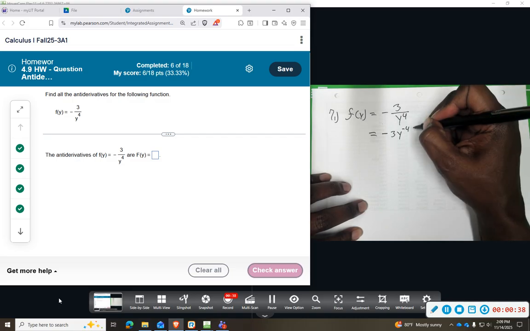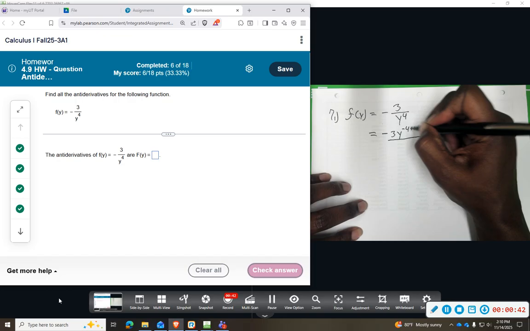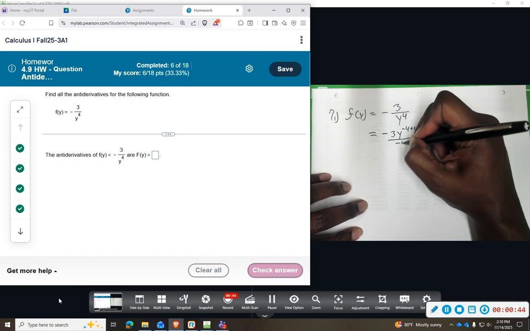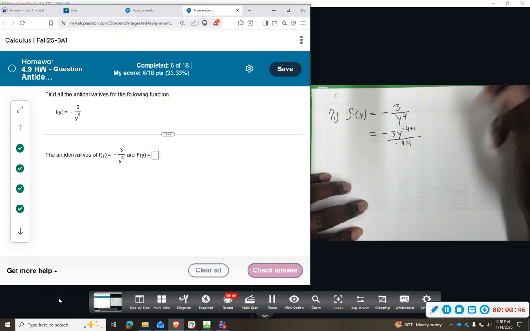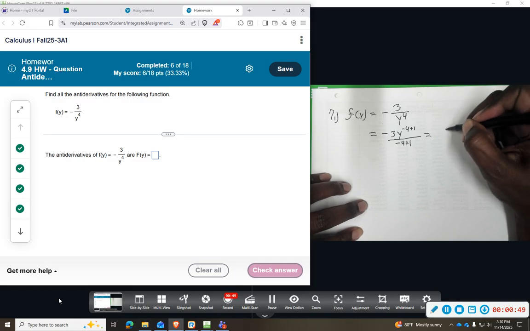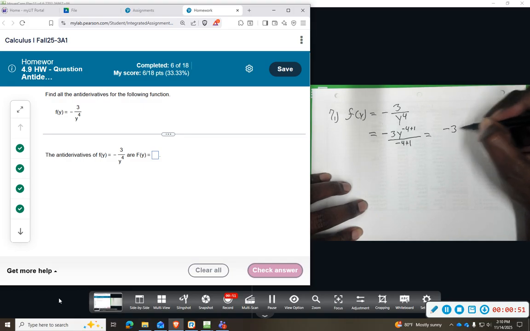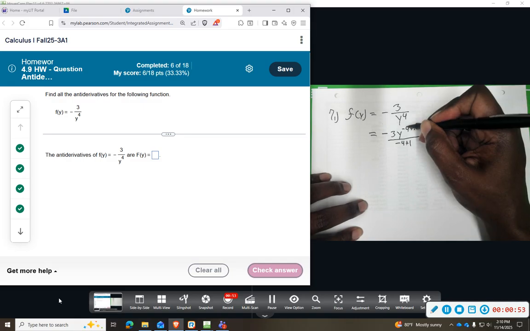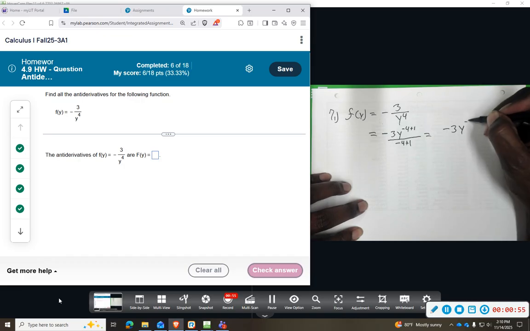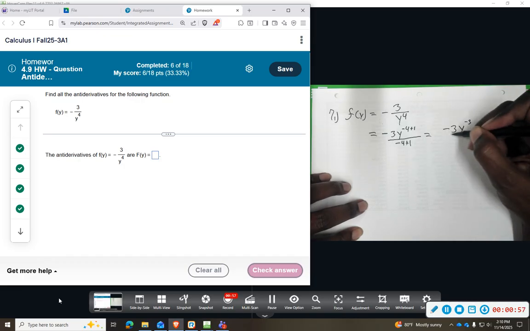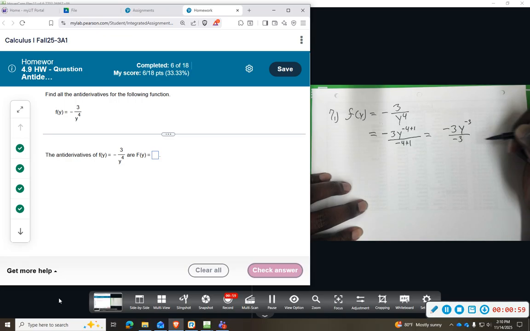So remember, the power rule is going to add 1 and then divide by that negative 4 plus 1. So doing so will give you negative 3y, and then negative 4 plus 1 will give me negative 3, and then I will be dividing by negative 3. Negative 3 divided by negative 3 is 1. So my antiderivative is just y to the negative 3rd.